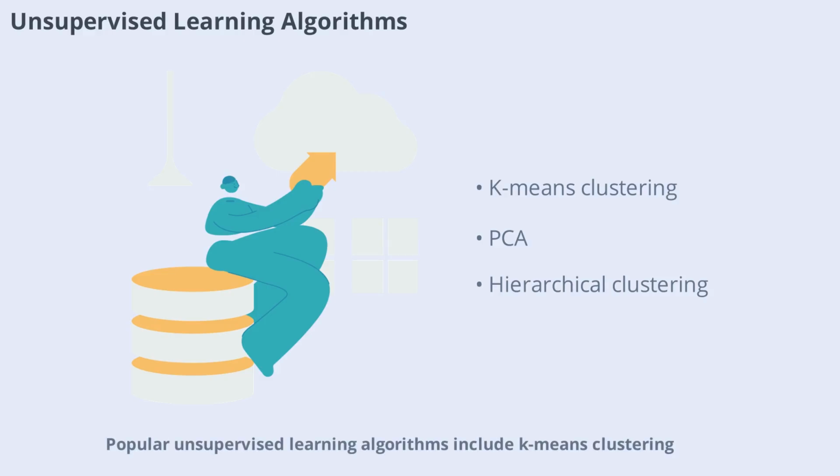Popular unsupervised learning algorithms include k-means clustering, hierarchical clustering, and principal component analysis. These methods help group data, reduce complexity, and uncover patterns. Each algorithm has unique strengths, making them suitable for different exploratory tasks.